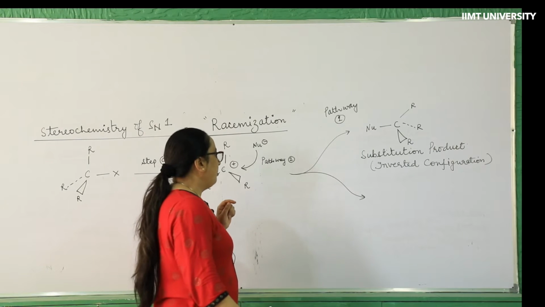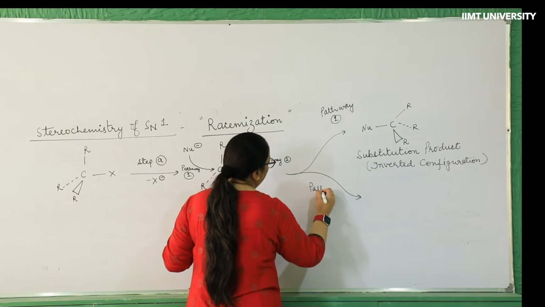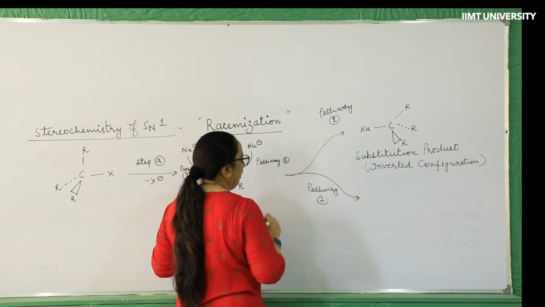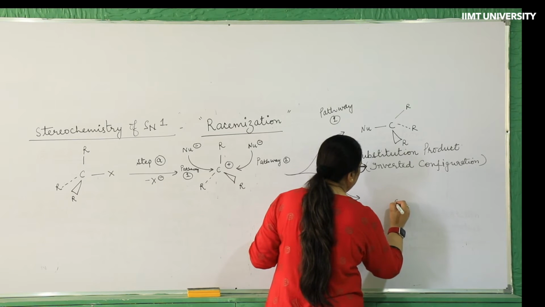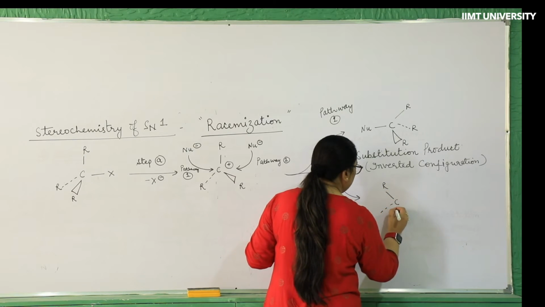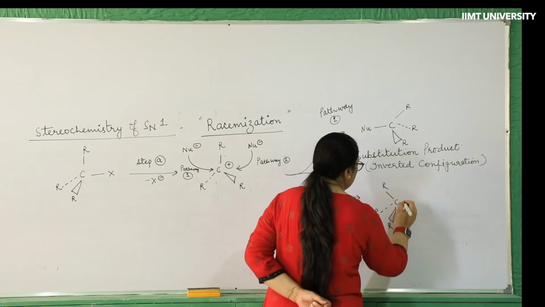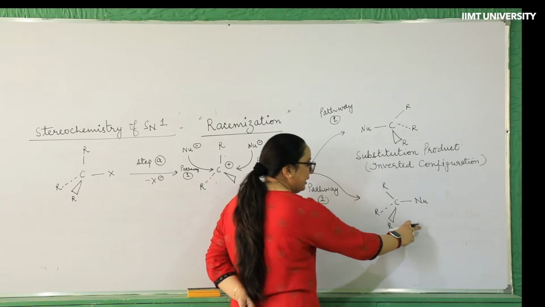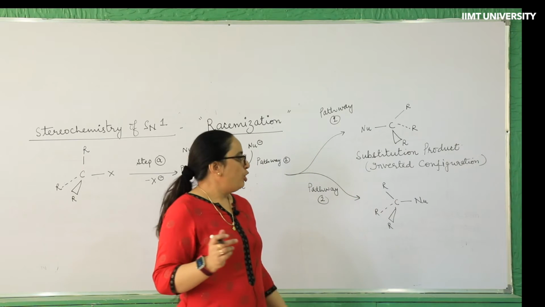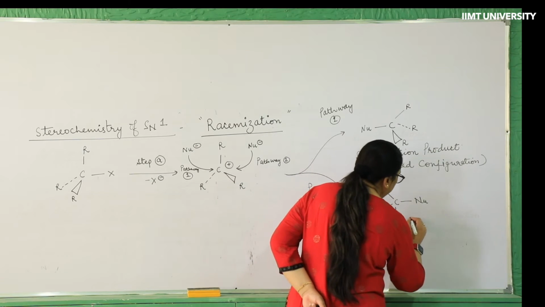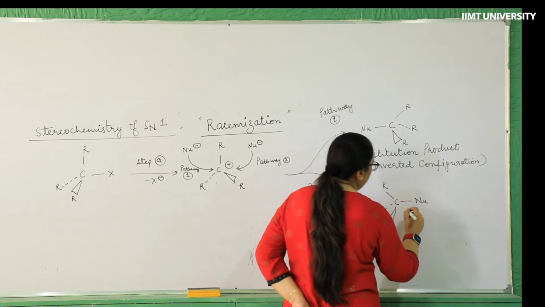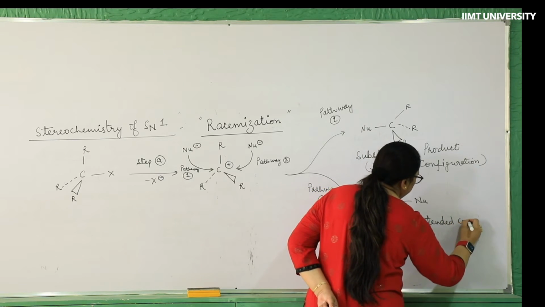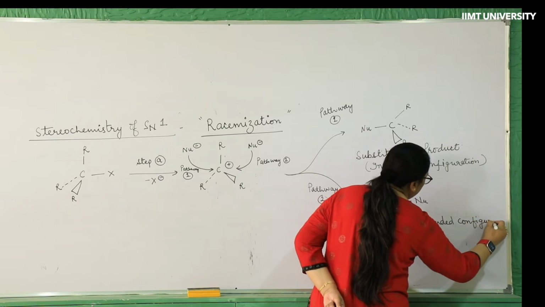If we talk about pathway 2, that is, if the nucleophile attacks the carbon of the substrate through pathway 2, then the resultant product, in this, the configuration of the product is same as that of the reactant. So we will say that this is the product with retained configuration. This is the product with retained configuration.